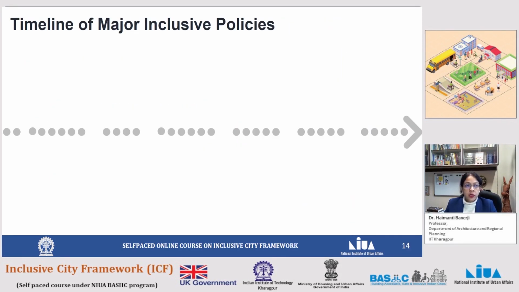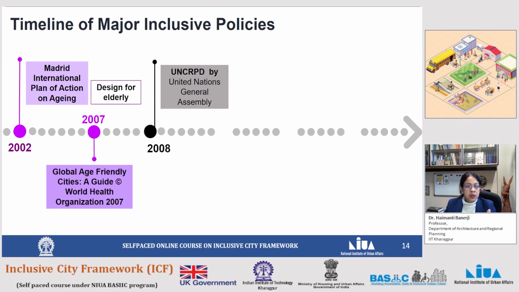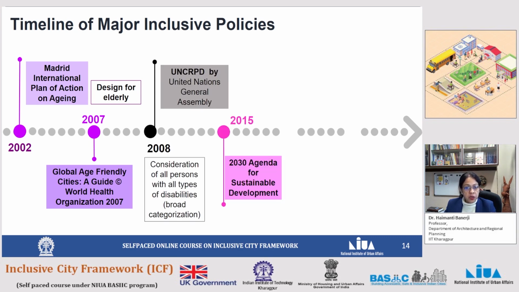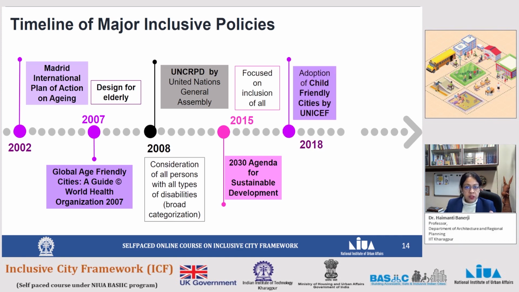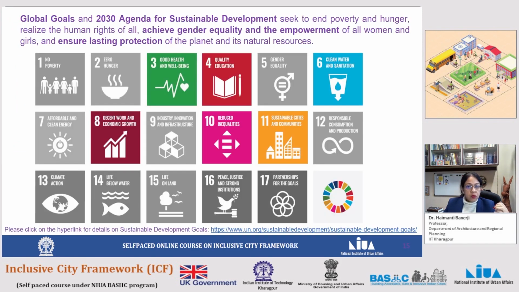This module will give you an in-depth understanding of the global vision on inclusivity. It will take you through the timeline of major inclusive policies, some of which are related to aging, some are concerned about PWD, some about children, and some, like the Sustainable Development Goals, are for all. This module has included the Sustainable Development Goals in the detailed PPTs. If you click on each of these Sustainable Development Goals, you would get to know the specific aspects of inclusion for that goal.